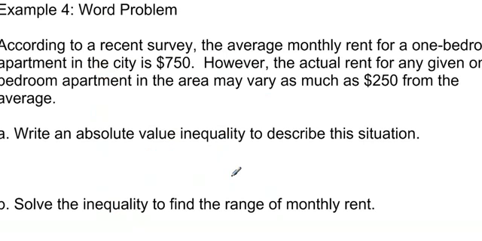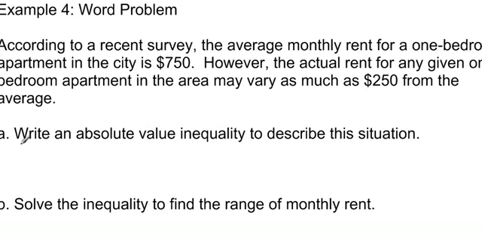Okay, let's try one word problem. According to a recent survey, the average monthly rent for a one-bedroom apartment in the city is $750. However, the actual rent for any given one-bedroom apartment in the area may vary as much as $250 from the average. Write an absolute value inequality to describe this situation. Well, we know that the average rent is $750, and it's going to vary about $250 from that number. So we need to define a variable here. Let's say that x represents what the actual rent could be.